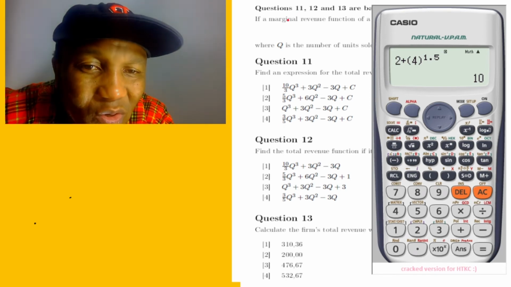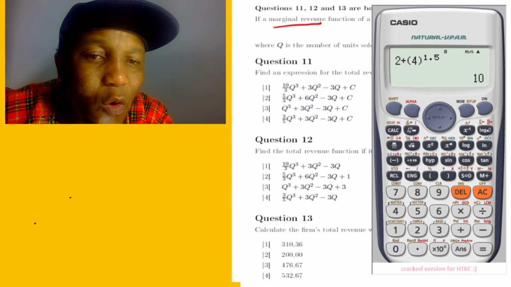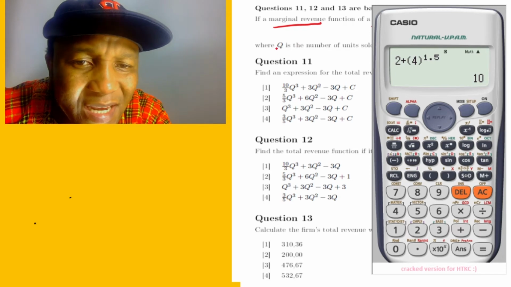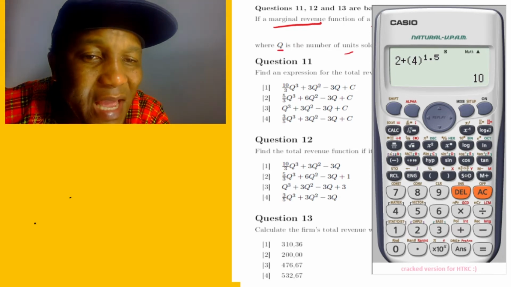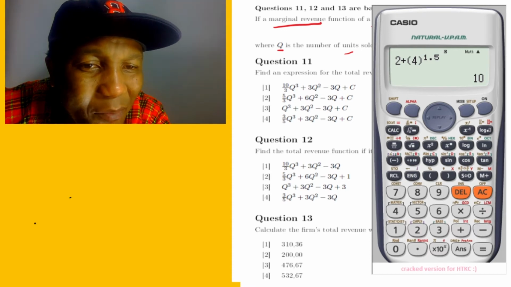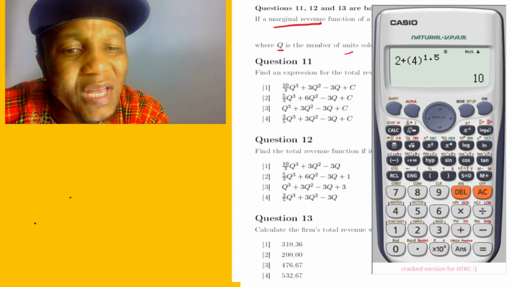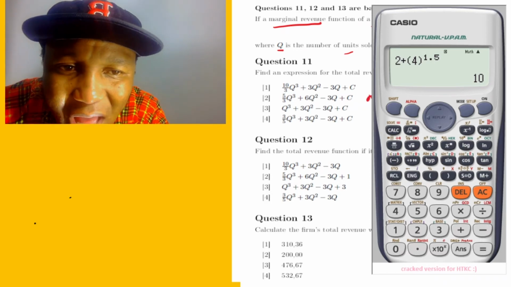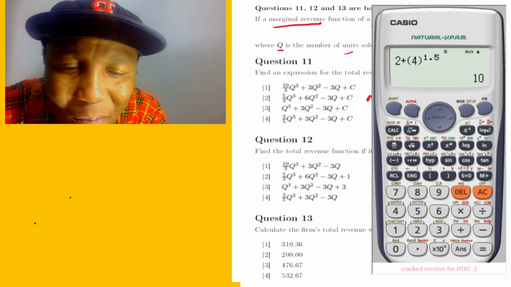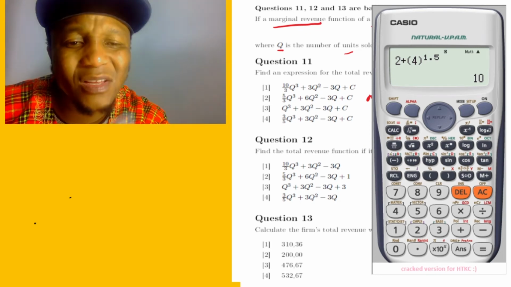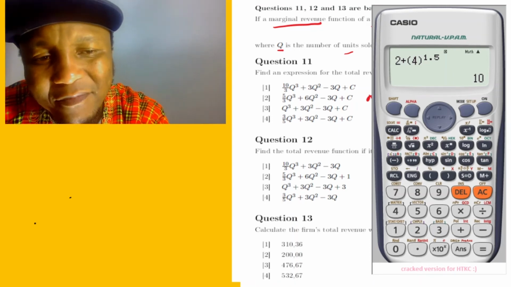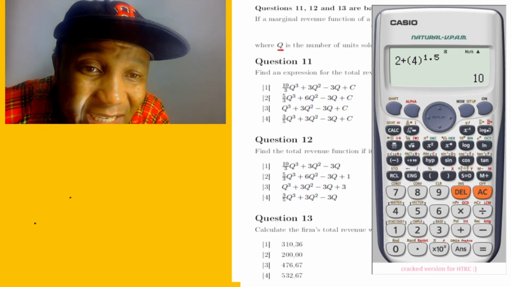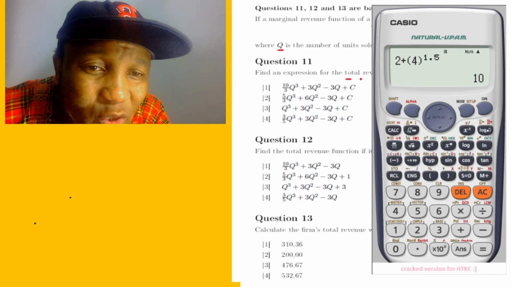So let's say a marginal revenue function of a firm is given by this, we have a marginal revenue, where Q is the number of units. It means if, let's say, units are 2, I'm going to say, for example, find the marginal revenue if our unit is 2. I'll plug in the position of Q, I'll put 2, and I'm going to get the marginal revenue. But that's not part of the question. They want you to find the expression for the total revenue.